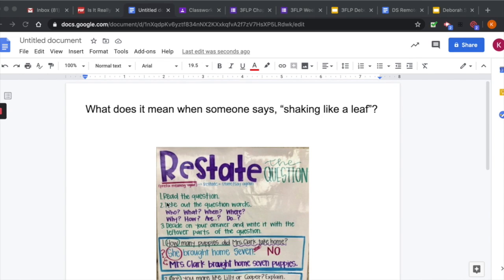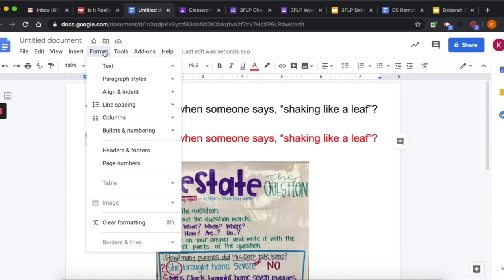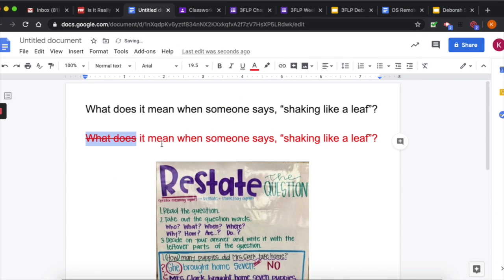Step 1 is to read the question. What does it mean when someone says shaking like a leaf? My next step is to take out the question words. So I see a WH word right here, what, and then I see what does. So what does is going to go away. I'm left with it mean when someone says shaking like a leaf.